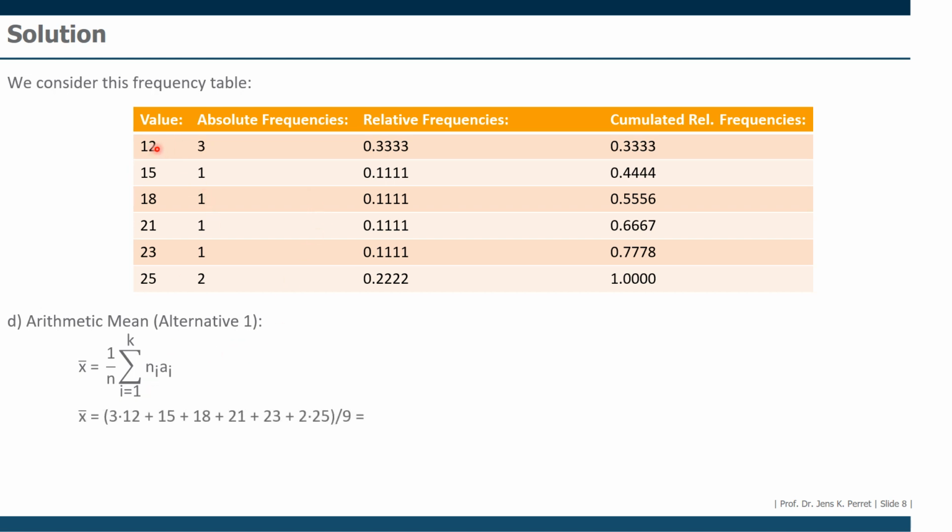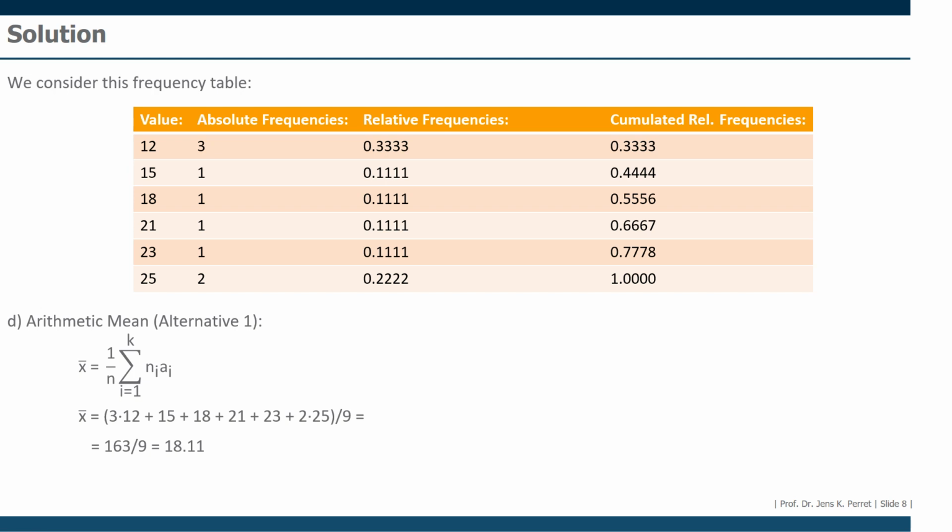We have 3 times 12, 1 times 15. Well, I'm leaving the 1 times in those cases. And this is already a little bit smaller than the one before. So this formula actually makes sense if you have a lot of observations, especially if you have a lot of values with relatively high frequencies different from 1. So this can shorten the calculation significantly. And if we do this, we get exactly the same result, of course, as with the version before.